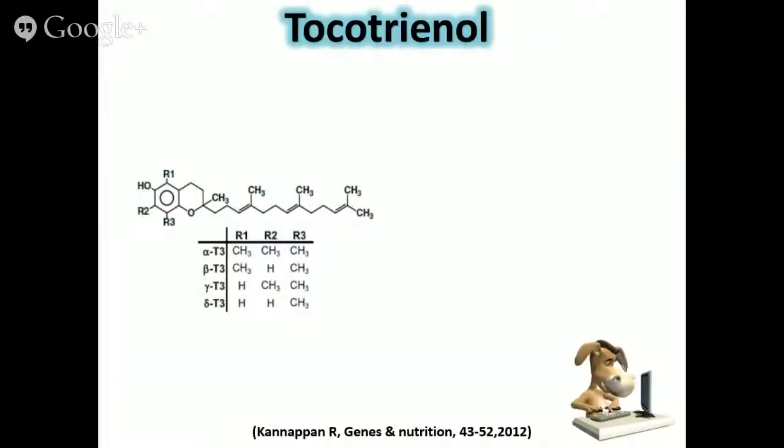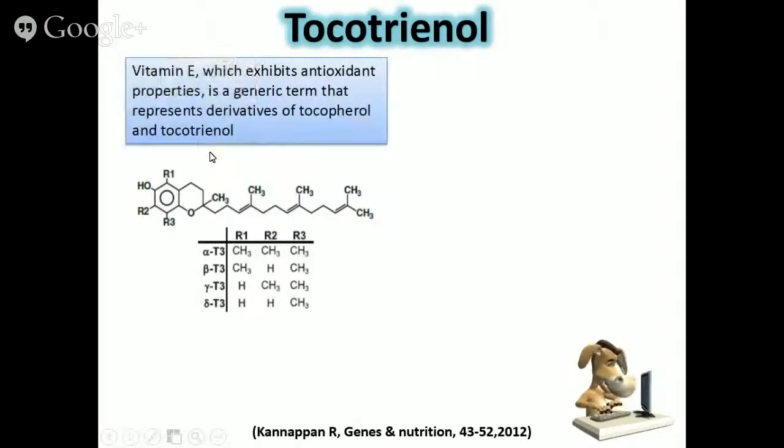So what is tocotrienol? Tocotrienol is a form of vitamin E which exhibits antioxidant properties. It's a generic term that represents derivatives of tocopherol and tocotrienol. Why is tocotrienol more active?